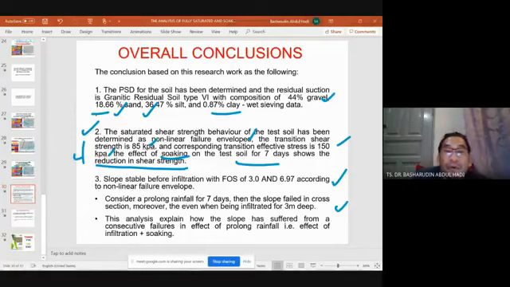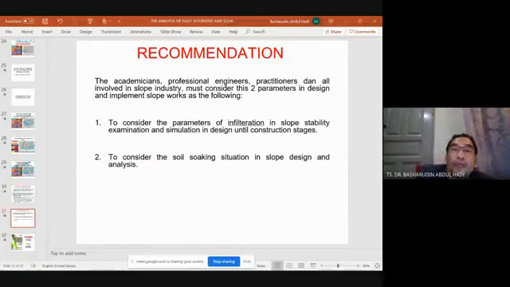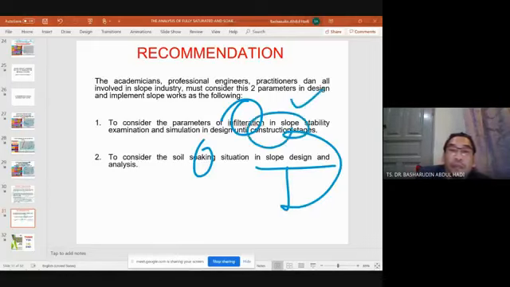Right? And consider a prolonged rainfall for 7 days, then the slope fill cross section. Moreover, the event when being infiltrated 3 meters depth. This analysis explains how the slope has suffered from a consistent failure in effect of prolonged rainfall, meaning soaking and infiltration. And in recommendation, lastly, we should consider infiltration and soaking in the slope design until the construction stage to make sure our slope calculations are on the right track.